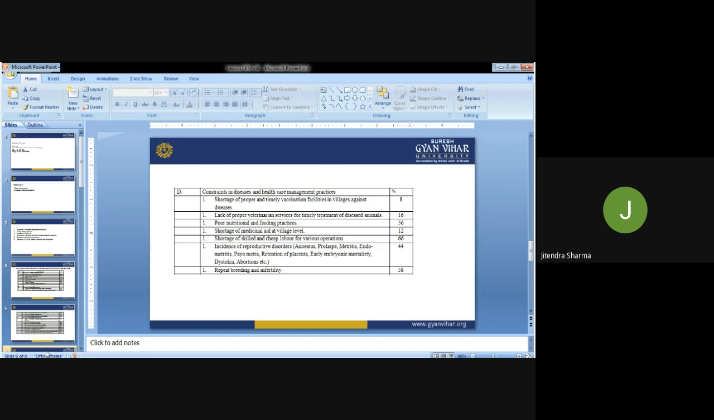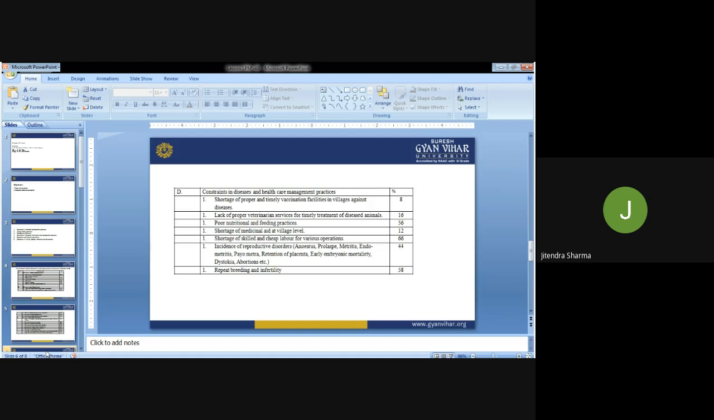Shortage of medicinal aid at village level. Only 12% of dairy owners have registered that they do not have a medical store in their village or near their dairy farm. So they have a little problem, but only 12%. Otherwise, we know that the Jaipur region is very progressive and prominent as far as dairy development is concerned.